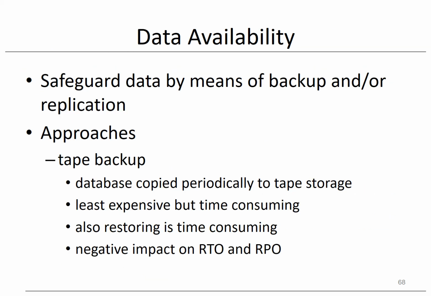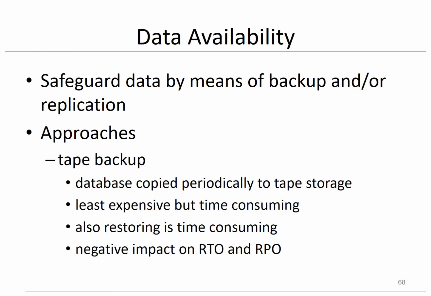A last concern in the context of business continuity is the availability of the data itself. Many techniques exist to safeguard data by means of backup and/or replication. These techniques all have a different impact on the RPO and RTO. Of course, also here, a tighter RPO and/or RTO often comes at a higher cost. We present some typical approaches.